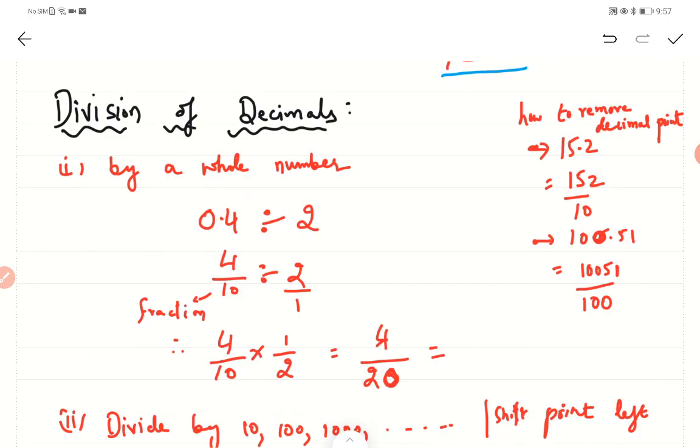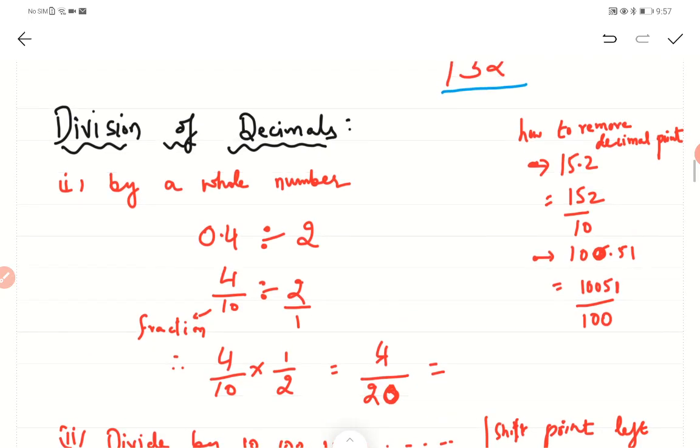All right, now when you go for division of a decimal with a whole number, I have shown you before, I took one example here, 0.4 divided by 2. So how will you do this? One thing you can do is, this 0.4, I told you how you can write it. You can write it as 4 divided by 10, since after the decimal point you have one number.